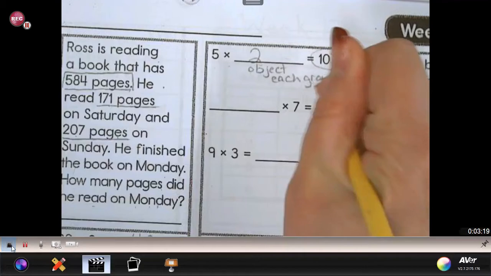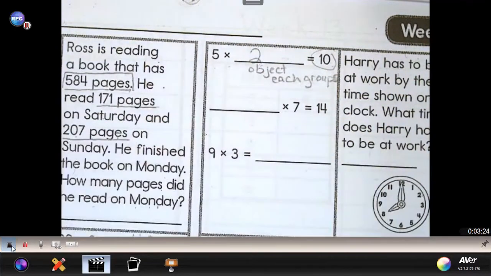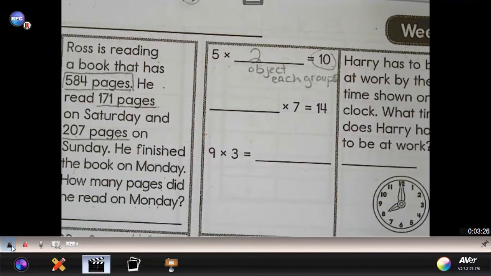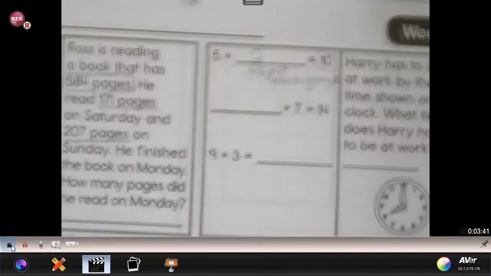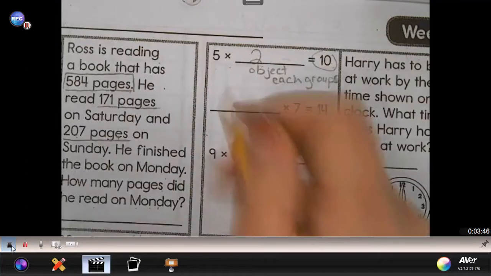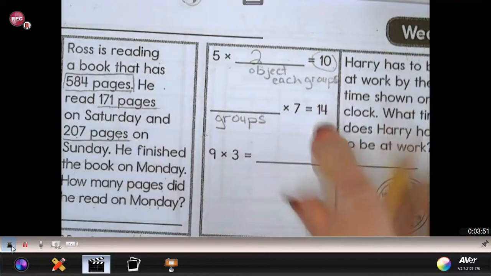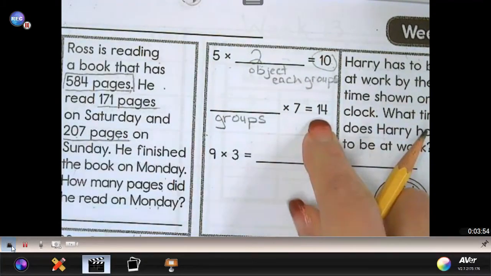Because that's kind of what our first factor tells us, right? We also know that we can always switch the factors as well, because that's our order property of multiplication. So now I'll just flip my dry erase board over, and I'm going to see that I'm missing my first factor now. I don't know how many groups I have, but I do know that there are 7 objects in each group, and I do know that I have a total here.